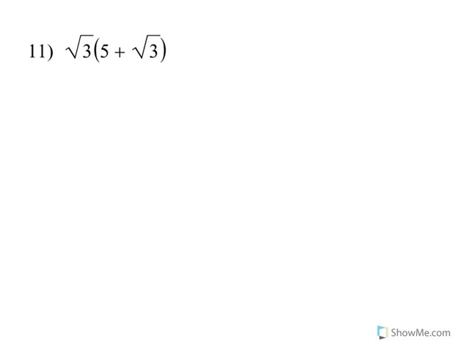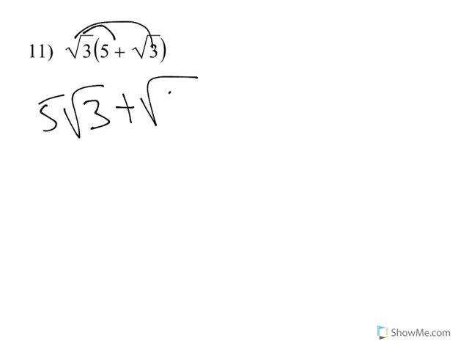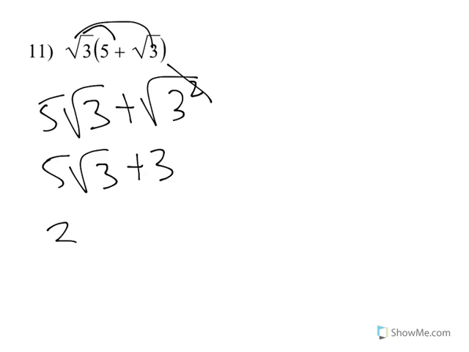Our next example. So now we have to use the distributive property, so we're going to bring the radical in. So this is 5 radical 3, plus radical 3 times radical 3 is radical 3 squared. So they reduce out. So it gives us 5 radical 3 plus 3. Then we prefer to write the constant term before the radical. So this is 3 plus 5 radical 3.